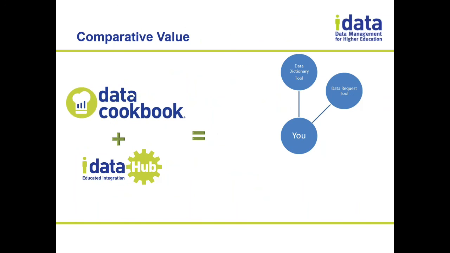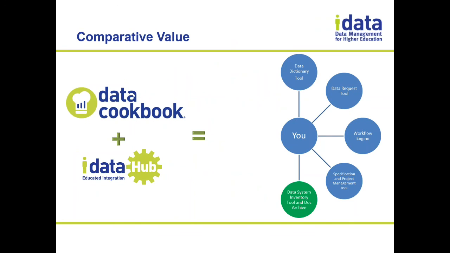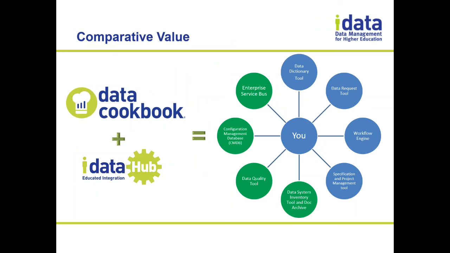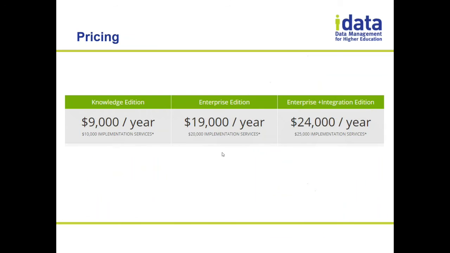repository. So all of these features: the dictionary, the data request tool, the workflow engine, the project management specification tool, data system inventory and documentation archive, data quality tool, configuration management database to track changes, and the enterprise service bus, all those things are part of the Cookbook and iData Hub. If you were going to try to do any one of these things on their own, it can be very expensive to purchase any one of these products. We wrap all those together at what we think is a very affordable price.